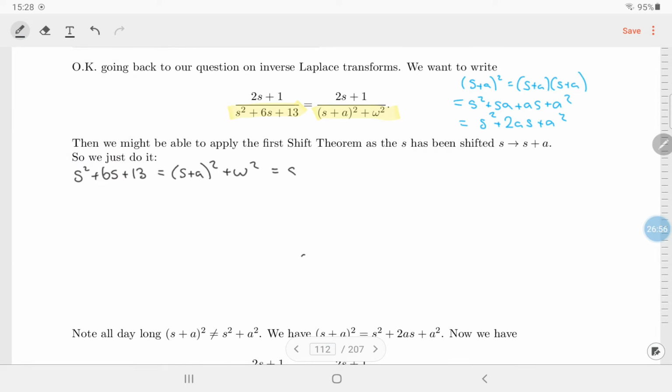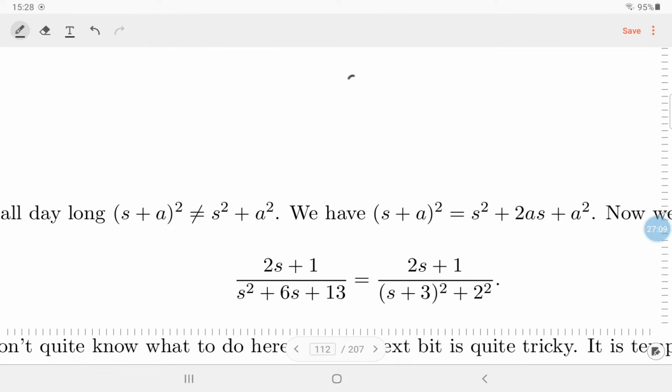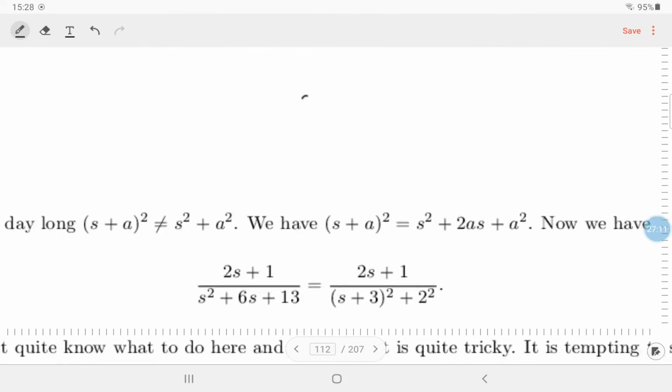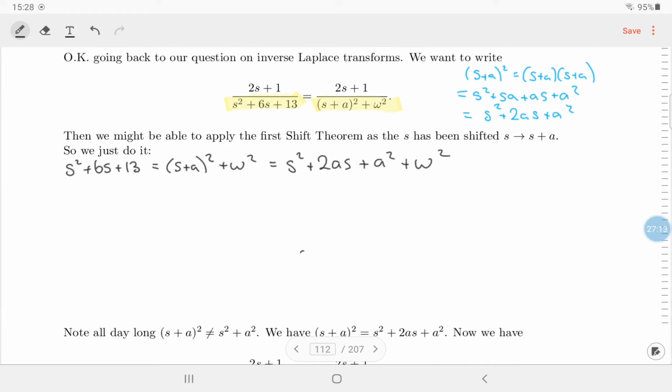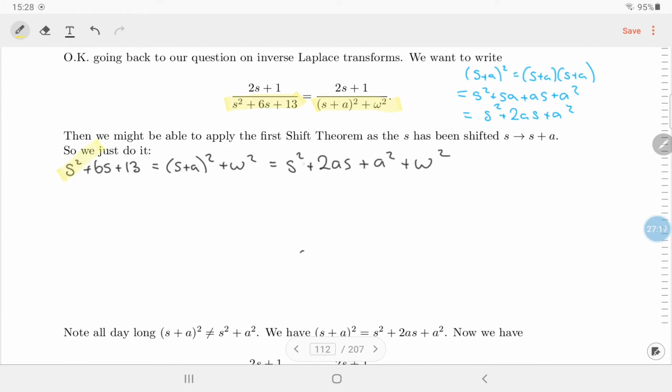So this is s squared plus 2as plus a squared plus omega squared. And look, it's written down there, (s plus a) all squared is not s squared plus a squared, it's equal to that, which we showed you in light blue. So we're going to compare now. First thing to say is the s squareds are granted.